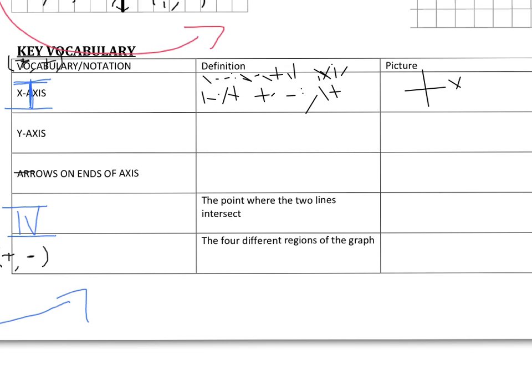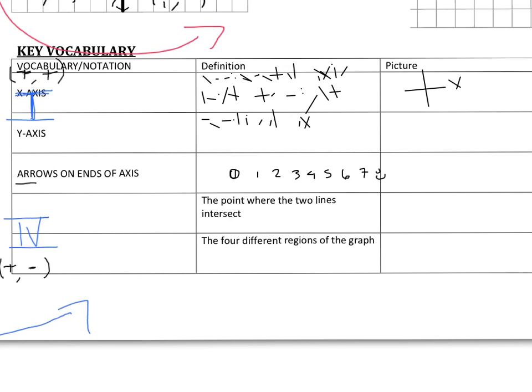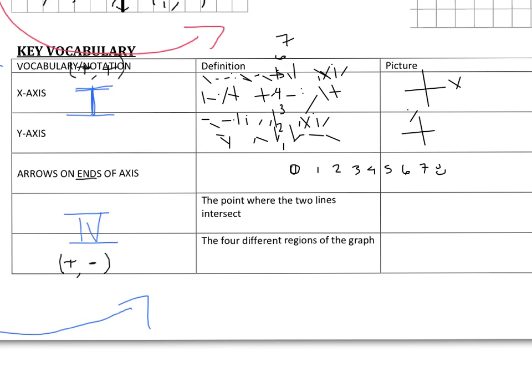The y-axis, that's the axis that's moving vertical or up and down. So that's the vertical axis, or the one that goes up and down. If we draw a picture, the y is going to be this one up here.